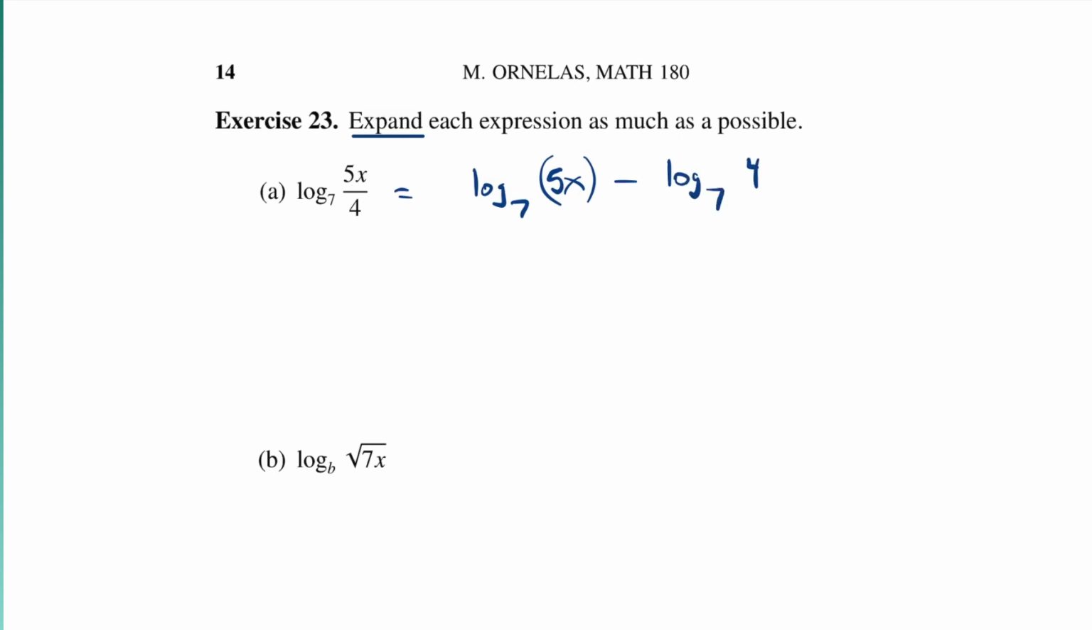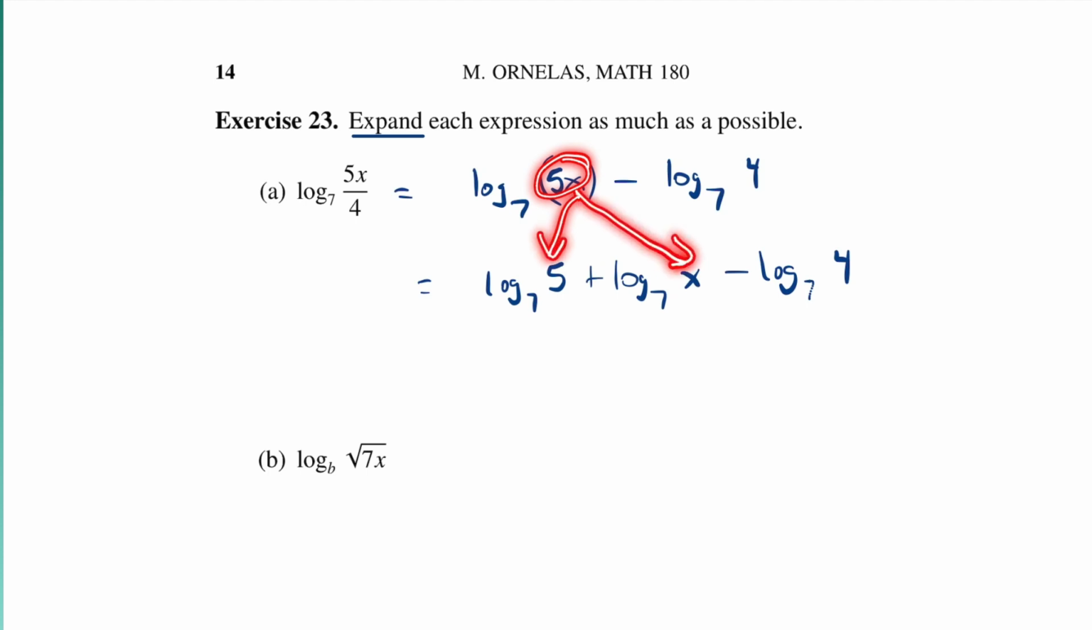All right, the last thing we can do is separate these two. And because this is multiplication, we expand it with addition. So the 5 plus the x. So there it is. The 5x became 5 and x separated with an addition, and we just brought that one down. So that's called expanding.